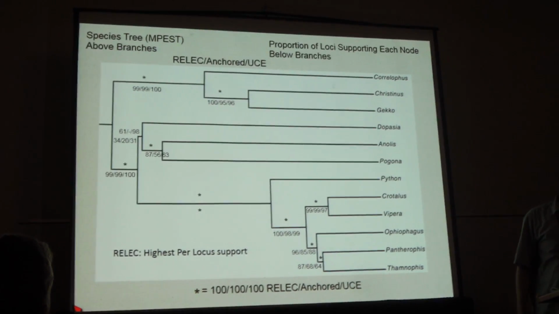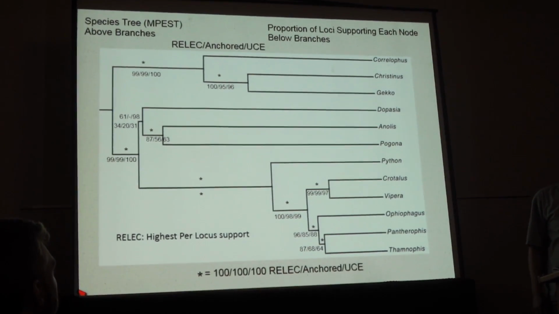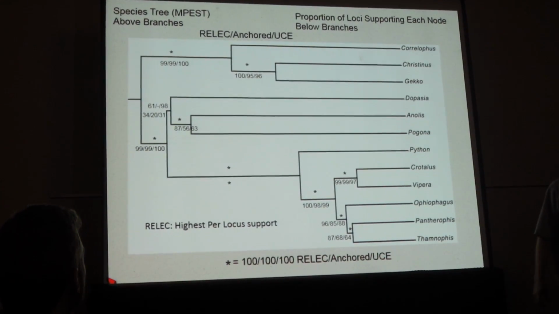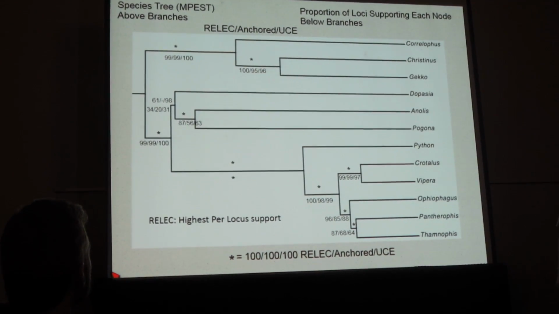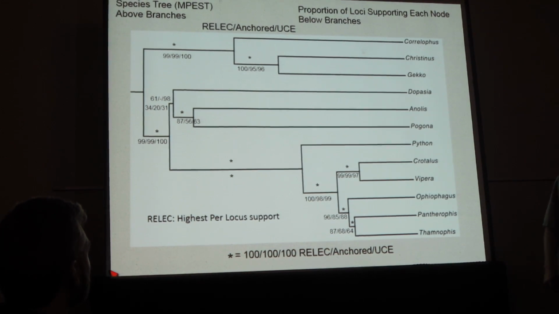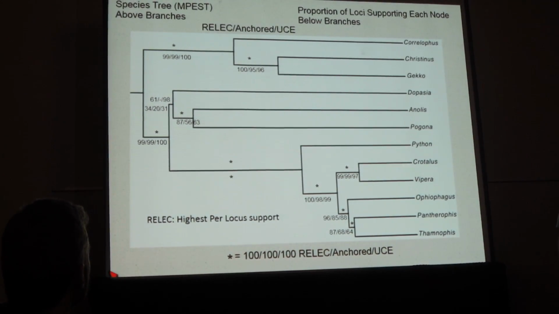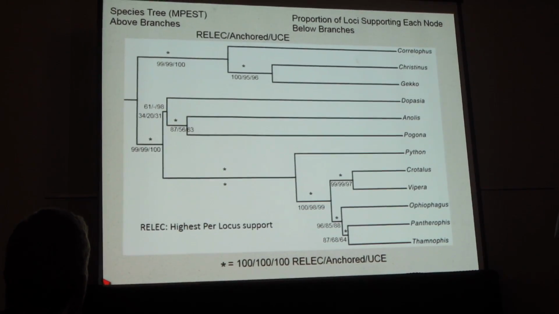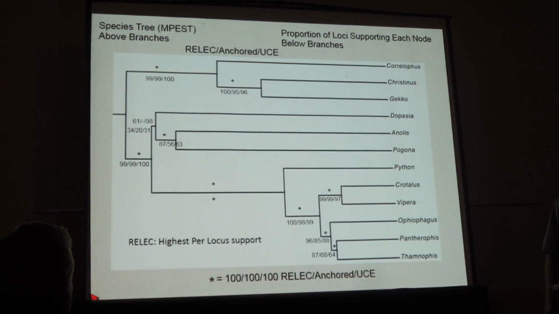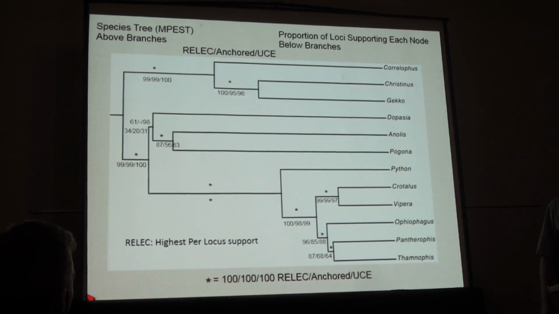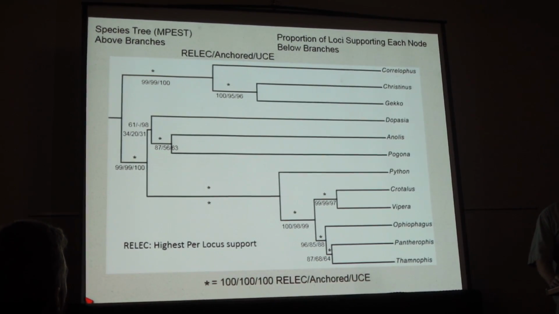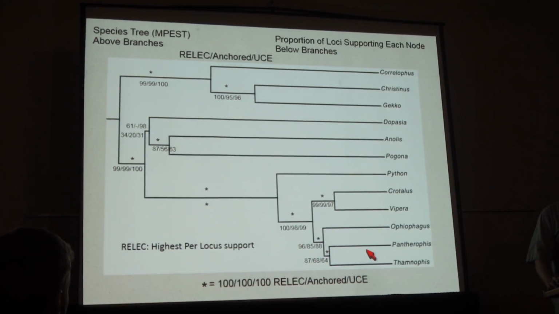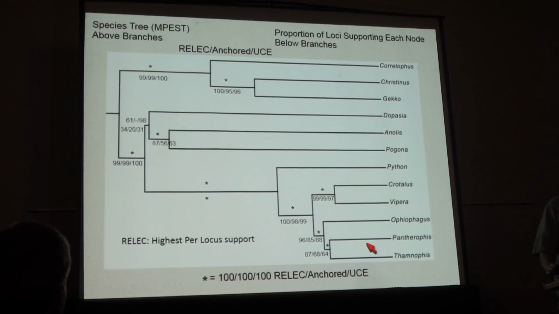Here's a comparison of species tree results shown above the branches with the per locus support for each branch shown below the branches. This is nearly the same as the majority rule consensus, but not quite. In every case, RELIC has the highest per locus support. Particularly note the most recent divergences, which is what RELIC was intended to resolve. The sister taxon relationship of Pantherophis and Thamnophis is supported by 87% of the long exons, but less than 70% of the other two subsets.